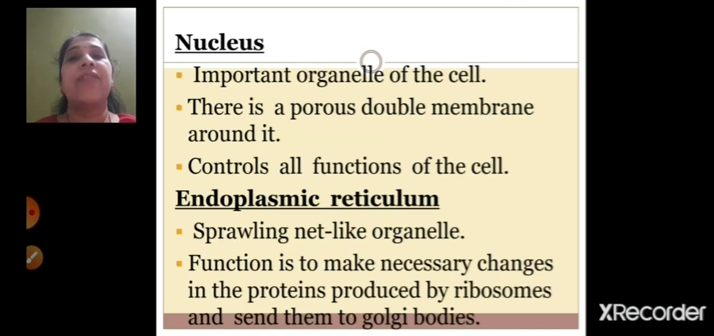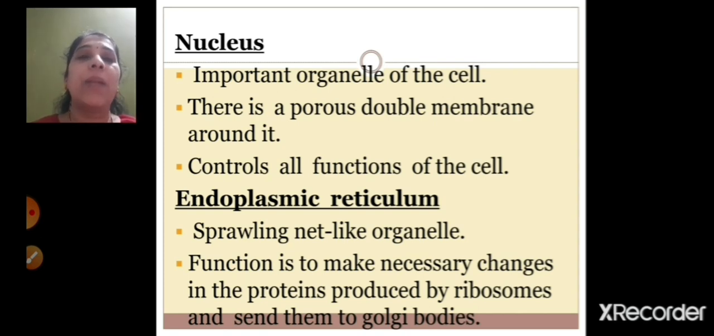Now we'll see the function of the cell organelles. The first one is the nucleus. The nucleus is the important organelle of the cell. There is a porous double membrane around it. Porous means anything can pass through it, right? Air, liquid, water vapor, all these can pass through this double membrane. And what is the function of the nucleus? It controls all the functions of the cell.